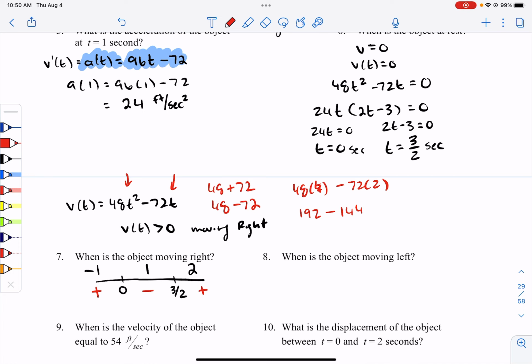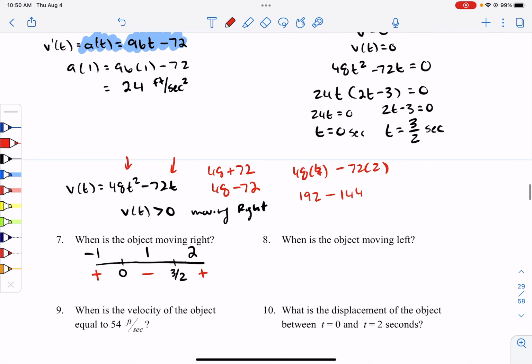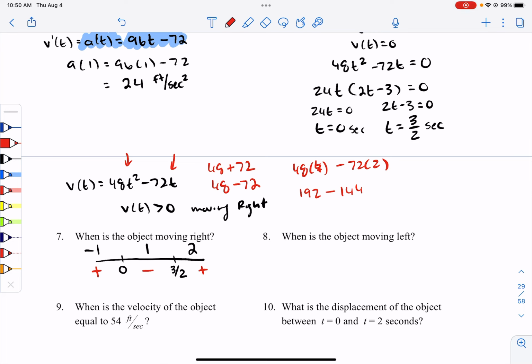I don't know. So the object is moving right when t is less than 0. When my time is less than 0, I'm moving to the right. And when my time is greater than 3/2. So before 0 and after 3/2.